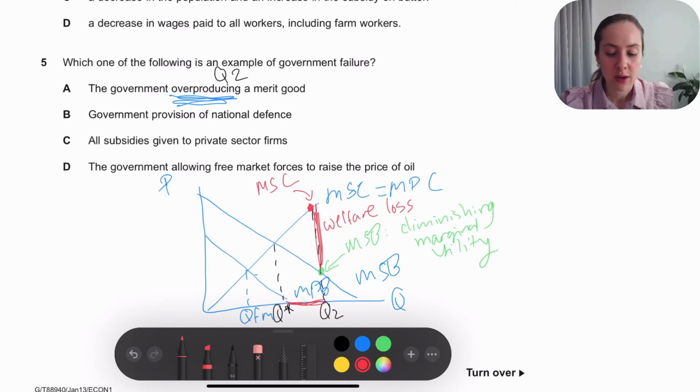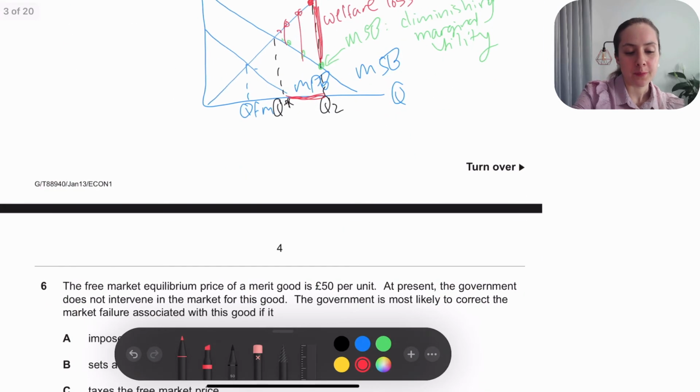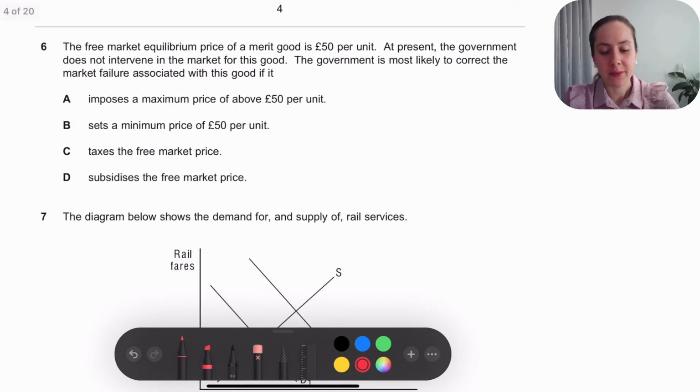You can see all these units between Q star and Q2, all of them had costs higher than the benefits, meaning that the government has actually decreased welfare, even though this is something that's good for other people. It's just not in such high amounts because its cost of supply is so much and people have already gained a lot from it, so they've got diminishing marginal utility, making it less of a benefit. I reckon that one's the answer.